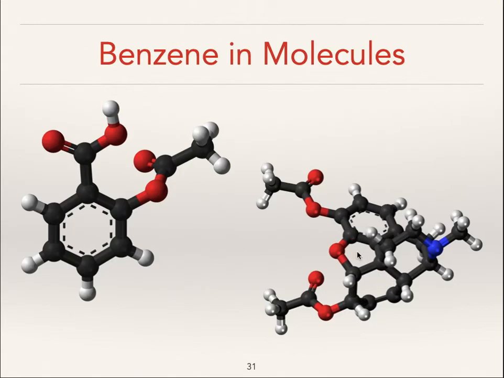This molecule has greater access to your brain than this molecule. The molecule on the left with one acetate is aspirin. The molecule on the right with two acetates is heroin. Other than the acetates, they're chemically quite similar, right?